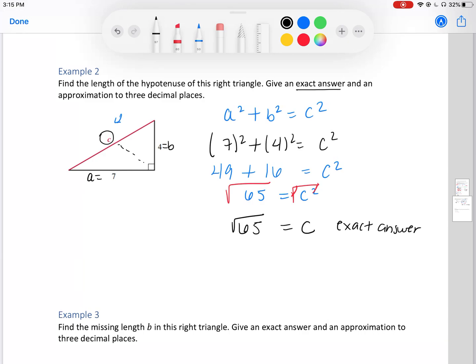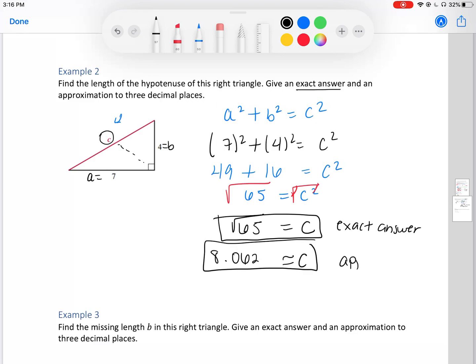Now, if we want to round, we can give a decimal answer and say c is about, and we can punch that into our calculator. The square root of 65 is about 8.06. It wants us to round to 3 decimal places, so we have 8.062. And these are our 2 answers. One of them is called the exact answer, and the other one is the approximation.